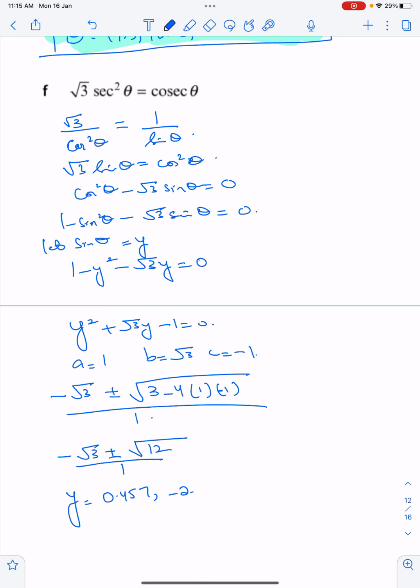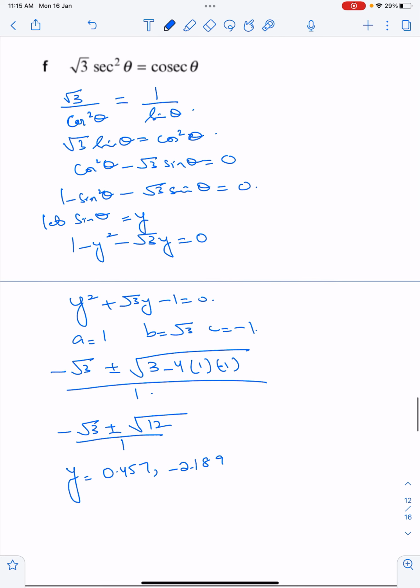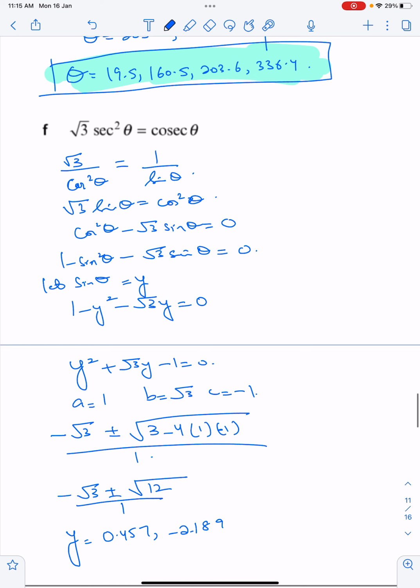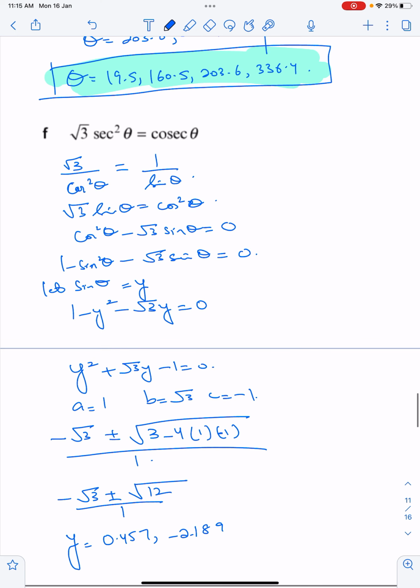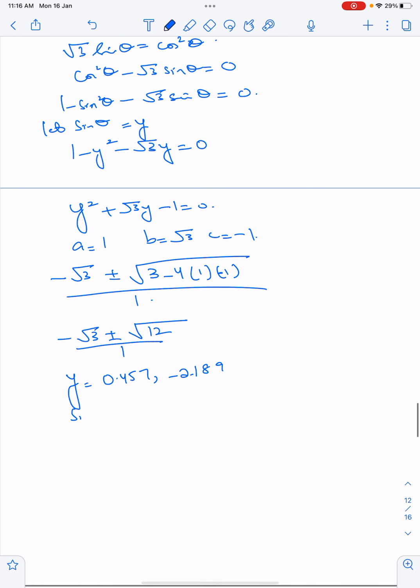negative 2.189. Okay, y was replaced by sine. So sine of theta equals to 0.457 and sine of theta equals to negative 2.189. You have to reject it because the sine graph lies between negative 1 and positive 1, so you have to reject this.